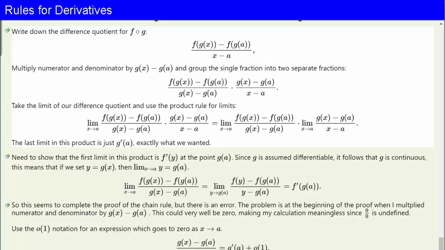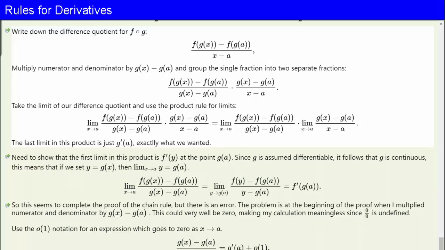Now we have to take the limit as x goes to a, but we need to get the derivative of f involved here somehow. So we multiply the numerator and denominator by g of x minus g of a and group the single fraction into 2 separate fractions. So we get f at g at x minus f at g at a divided by g at x minus g at a, times g at x minus g at a over x minus a.